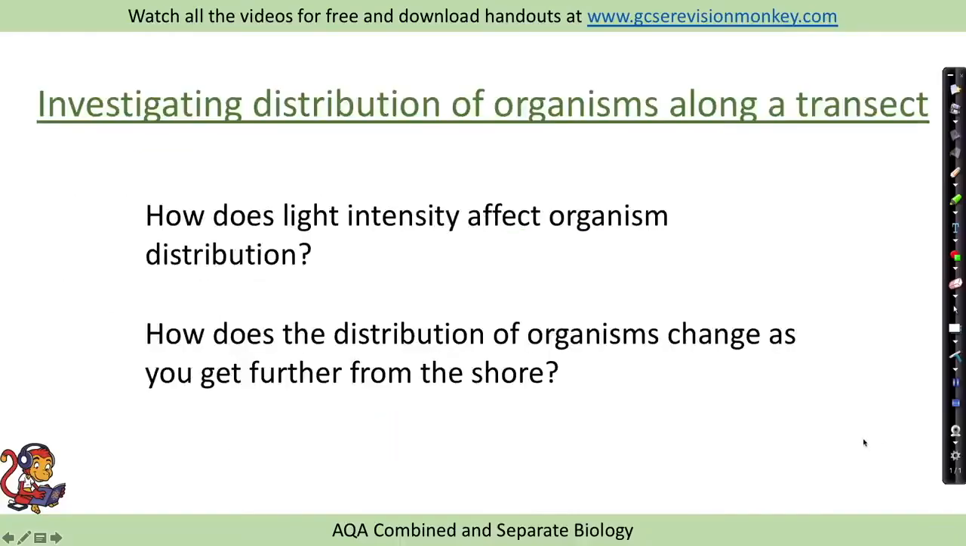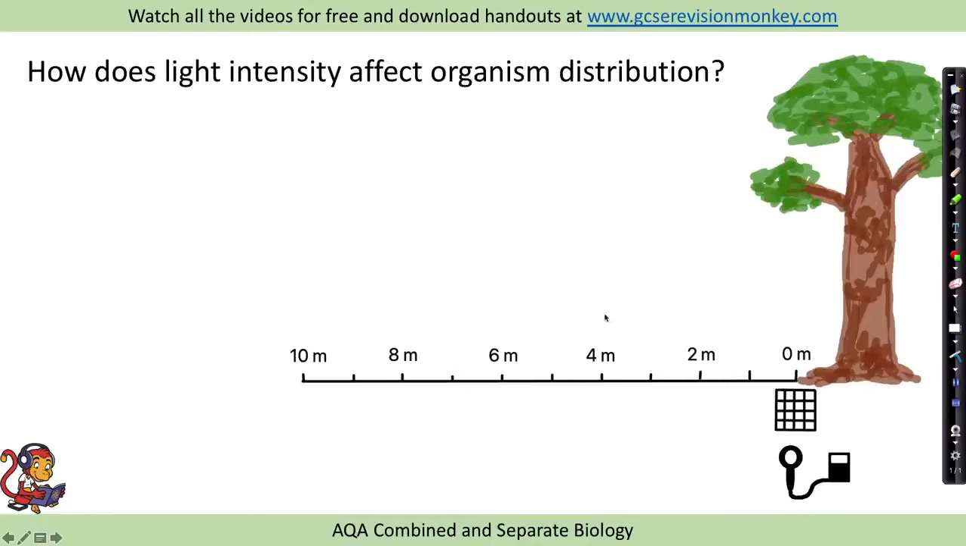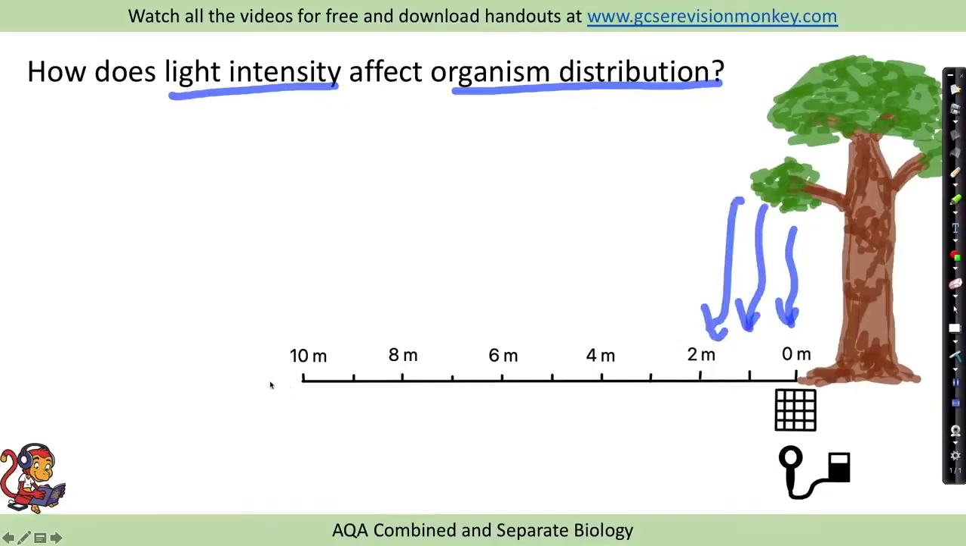Another way we could sample the distribution of organisms is using a transect. For this we might be asked questions such as, how does light intensity affect organism distribution? Or, how does the distribution of organisms change as you get further from the shore? So let's take this example of seeing how light intensity affects organism distribution. Under the tree, the organisms will be subject to more shade than further away from the tree. So we can sample the organisms at regular intervals and see how the light intensity affects their distribution.